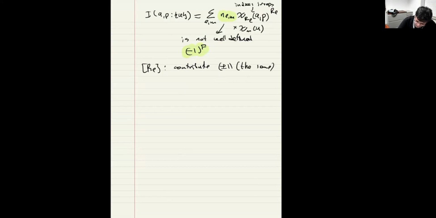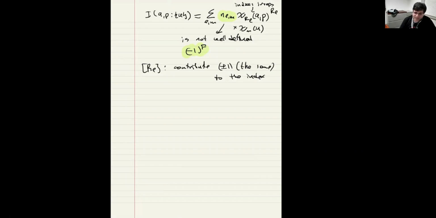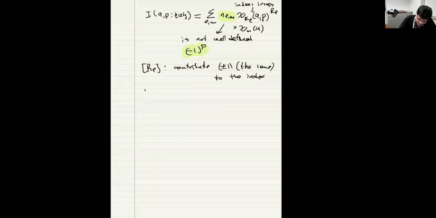Okay. So a representation which contributes a certain contribution, and any other representation which contributes in the same way or minus the same way, we'll consider to belong to the same equivalence class. And then we can expand the index in multiplicities of such equivalence classes.